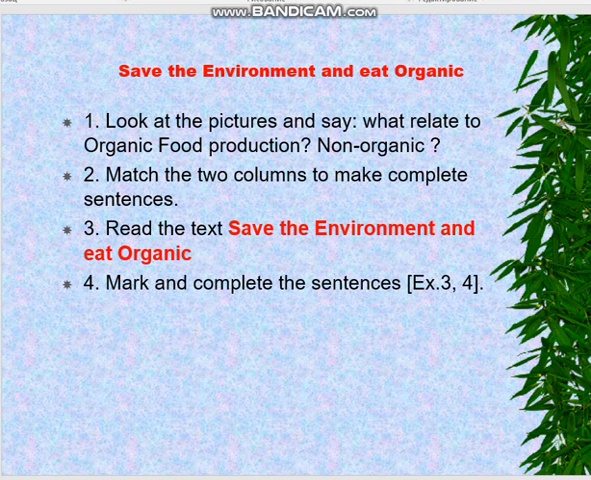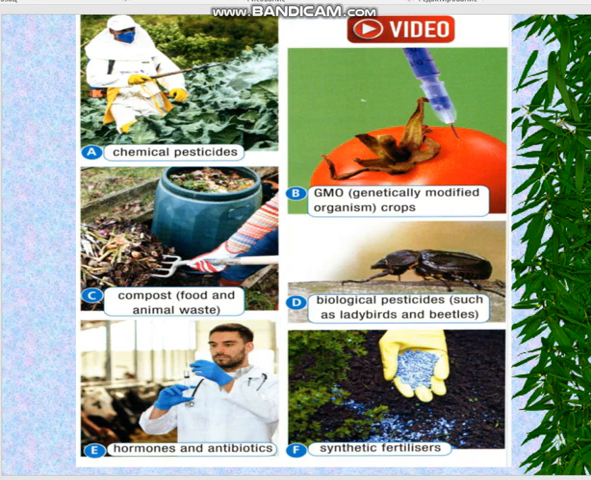So, the next step of our lesson is reading of the text and doing some exercises. So, look at this picture and say what relates to organic food production and non-organic food production. For instance, A. Chemical pesticides. B. Genetically modified organisms, crops. C. Compost, food and animal waste. D. Biological pesticides such as ladybirds and beetles. E. Hormones and antibiotics. And F. Synthetic fertilizers.